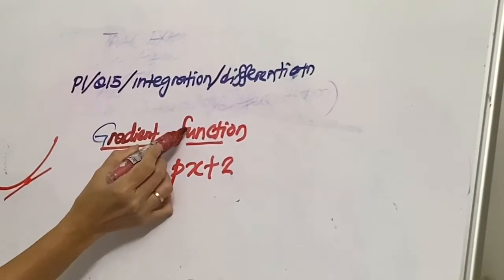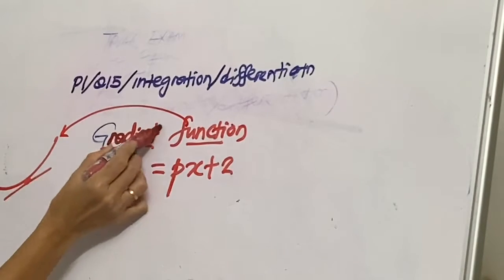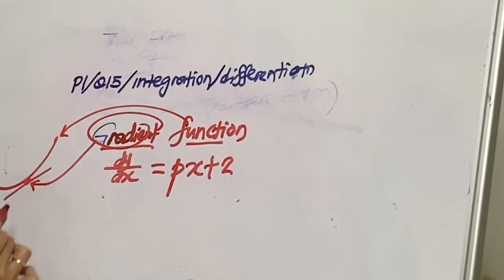Okay, function, it means a graph. Gradient means the dy dx. Remember this, dy dx is gradient function. The gradient function given is px plus 2, where p is a constant. When you see constant, it means number, any number. That means when you find the answer later, you'll get a number for the p.